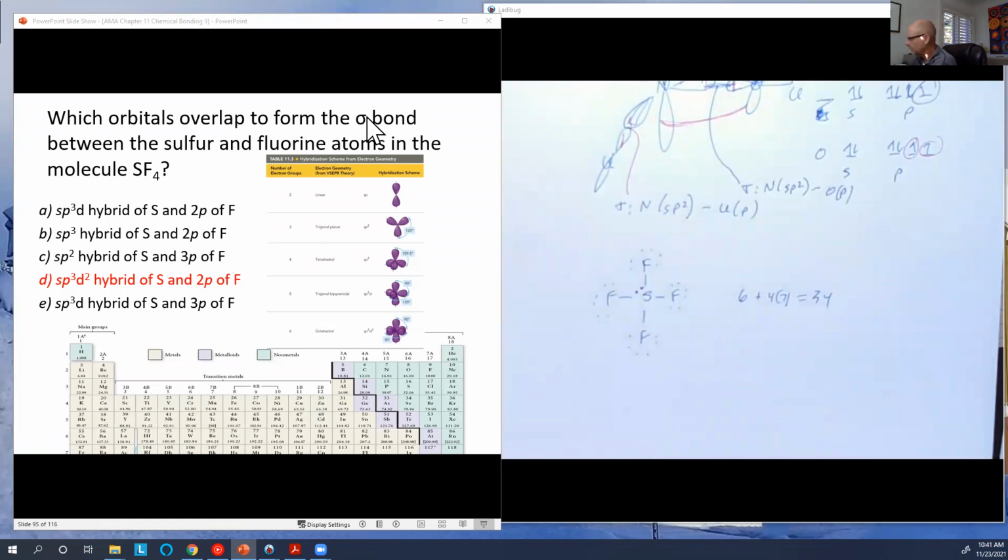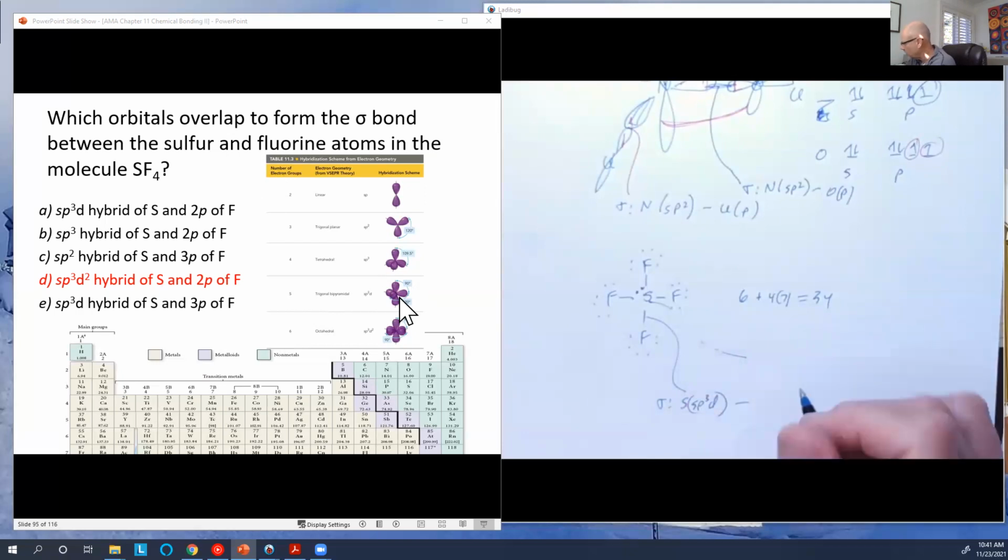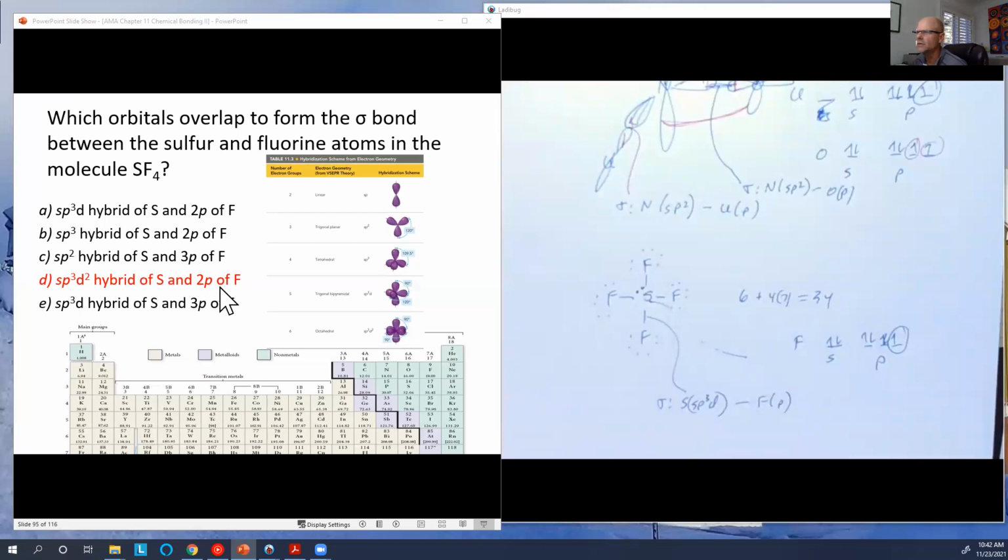Now how many electron groups on the sulfur? 1, 2, 3, 4, 5. So what kind of hybridization is present on the sulfur? Well, for 5 electron groups, we know that's sp3d. So these bonds are going to be sigma, sulfur sp3d, and what are they going to be overlapping with? On the fluorines, we know that we have 2s2 2p5, 7 valence electrons. So we have one unpaired electron there. So that's going to be fluorine p. So it's the sp3d hybrid of sulfur and the 2p of fluorine.